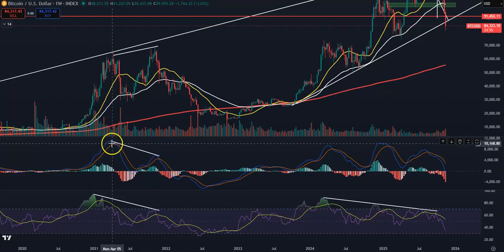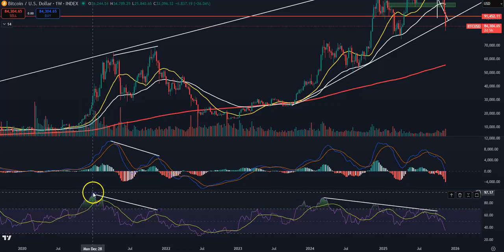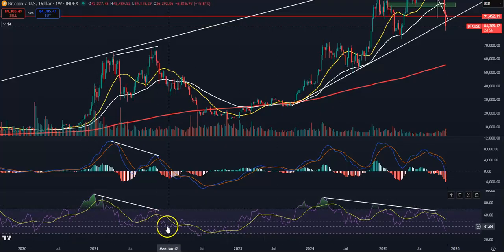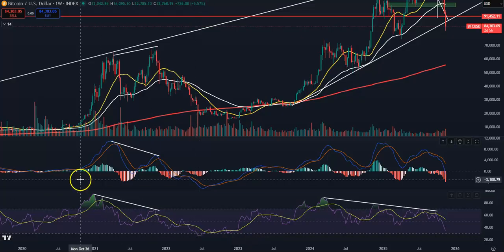Now, we both know the MACD. We both know the relative strength index. The relative strength index basically tells you the strength of the market. When there's a lot of buying pressure or buying strength, then your relative strength index will go up. When there's a lot of selling strength, then your relative strength index will go down.